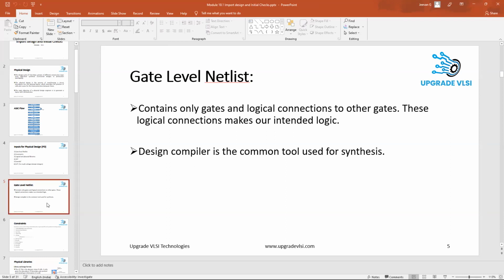So that is the gate level netlist. We don't have anything inside it, simply logic gates and the connection between them. What is the net name between those two, what are the gates, and how they got connected. That's it, a very simple thing.